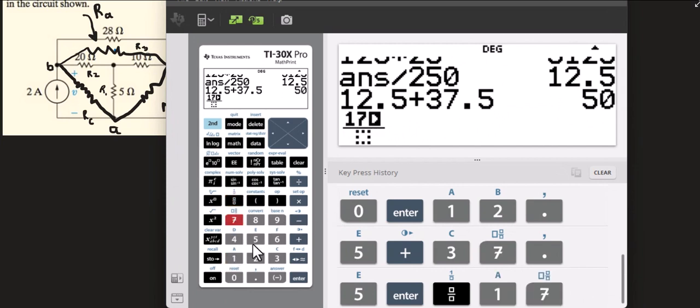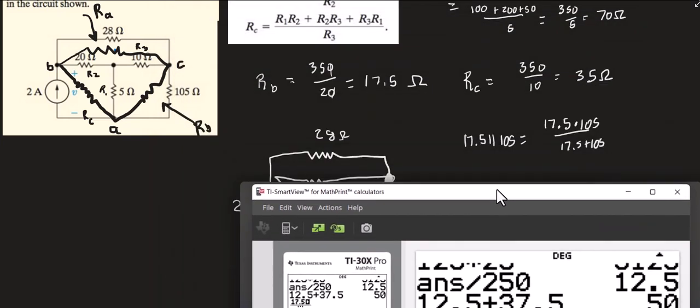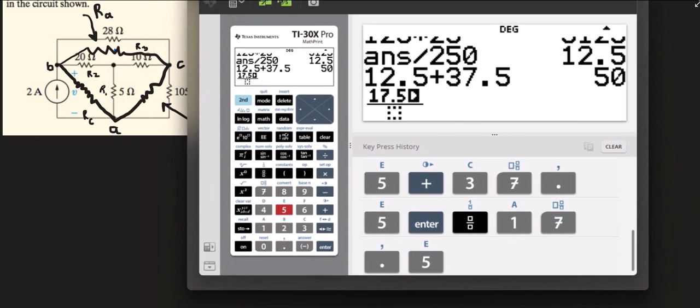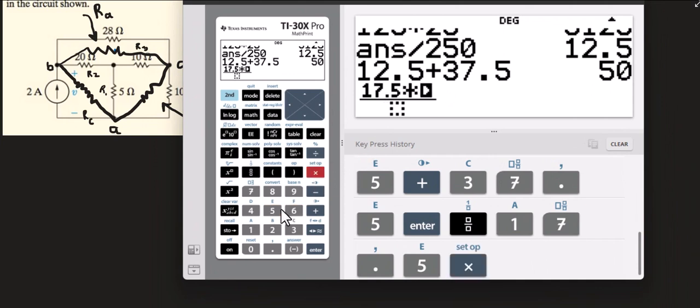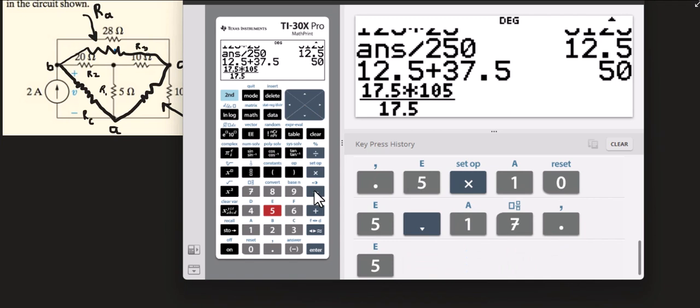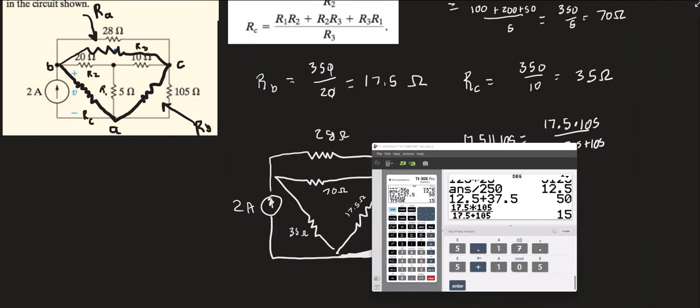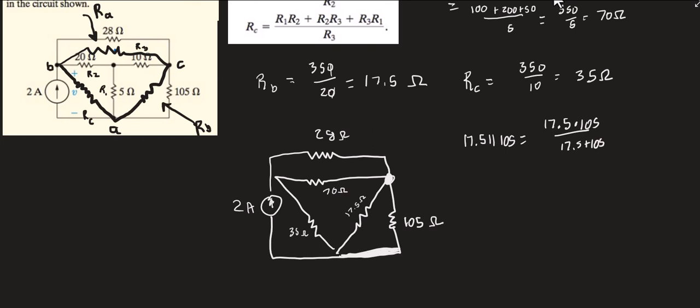So 17.5 times 105 over 17.5 plus 105. 15. That's handy. Okay, so that is equivalent to 15.